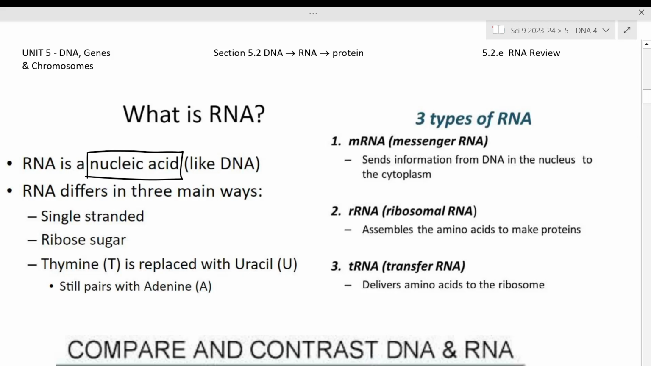Tell your partner the 3 types of RNA and what they each do. Turn to your partner. What are the 3 types of RNA and what do they each do?